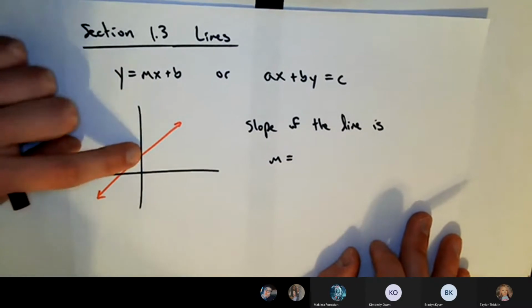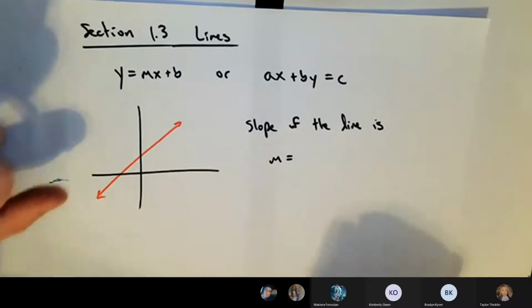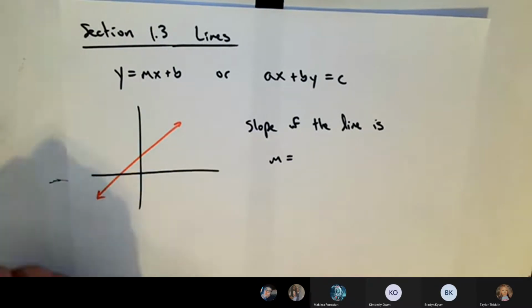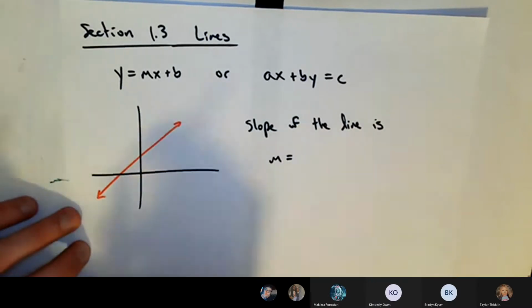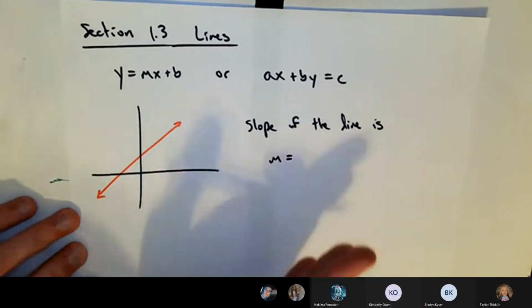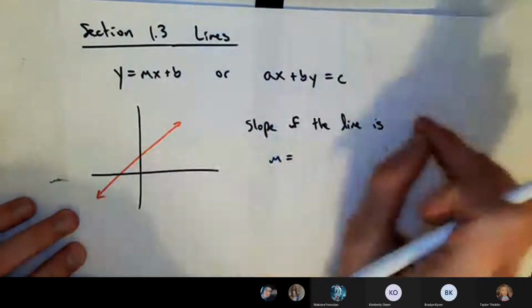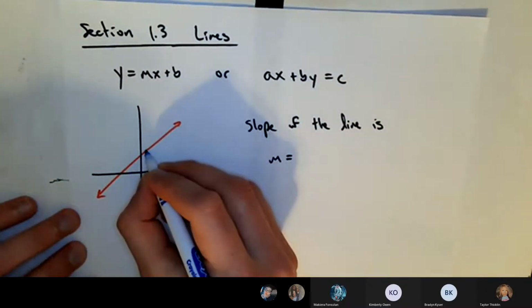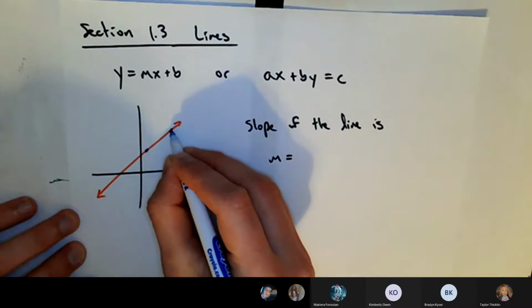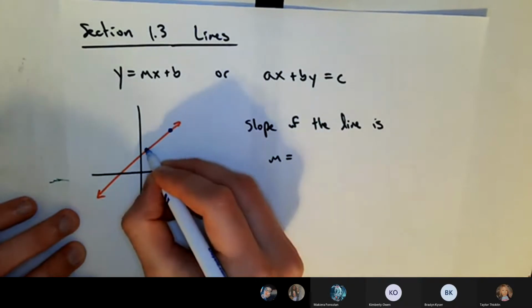But what does that mean in the picture? What does that mean in the picture? Well, slope is a measure of, it's a ratio, a measure of how much the line is growing vertically versus how much the line is growing horizontally.